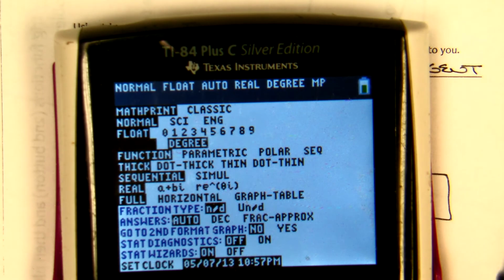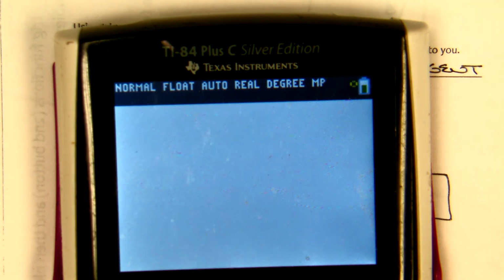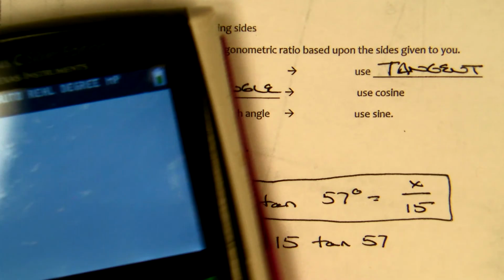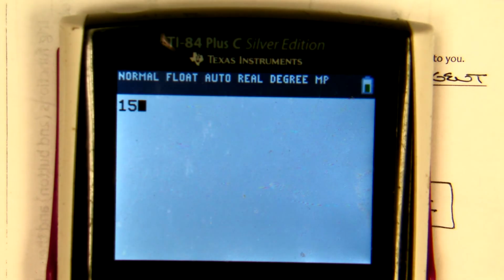If it's not, you open it up and you're like, oh, goodness, it's in radians. It's okay. You're just going to scroll down to that, move over to degree, hit enter, and you're done. Then you hit second, mode, and that gets you out. So we need to do 15 tangent 57.